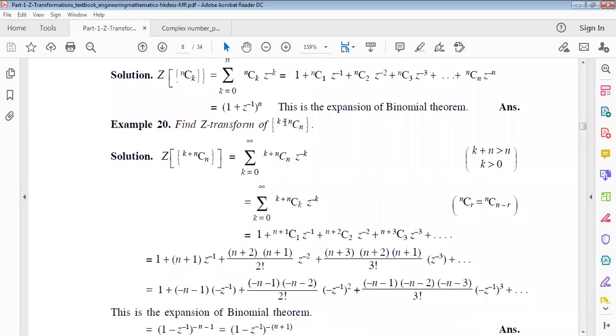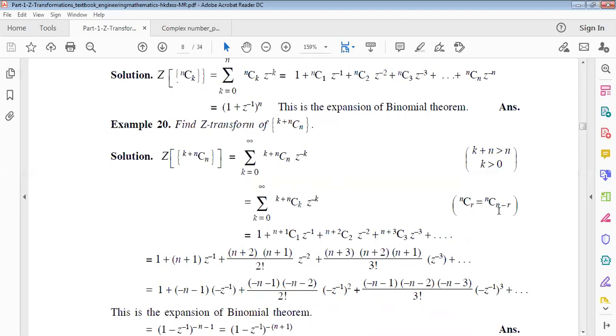In a similar process we can write this combination k plus n C n, and this n can never exceed k plus n. This n must be less than k plus n. So the nCr formula can be written as nC(n minus r). Do you know this formula? This is the combination formula. nCr can be written as nC(n minus r). So we can write k plus n C n like this, as k plus n C k. How? Using this one.